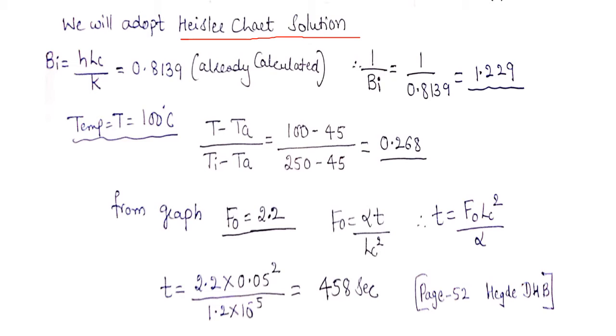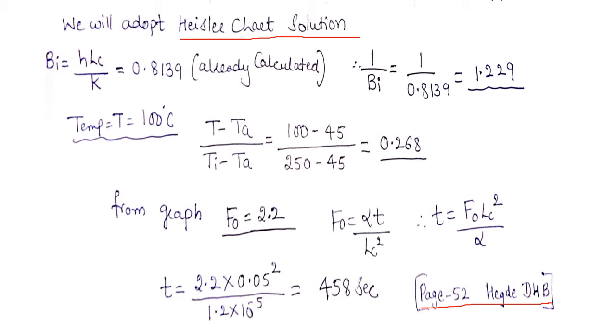If you are using the data handbook of Hegde and Niranjan Murthy, go to page number 52, that is the Hegde data handbook. DHB indicates data handbook. There you can go to chart number 6. Already they have written there, transient temperature for slab of thickness 2L subject to convection at both boundary surfaces.